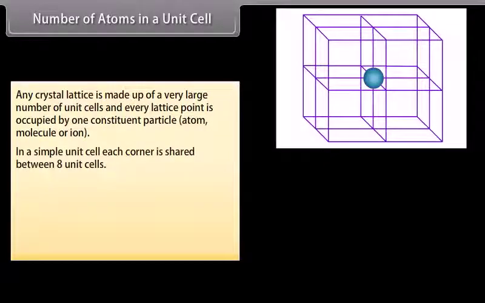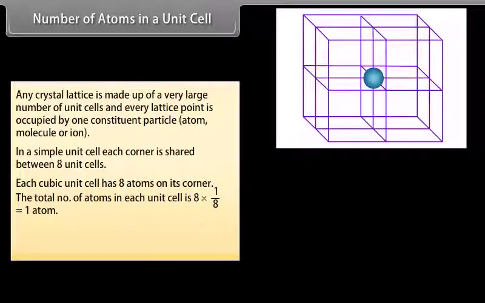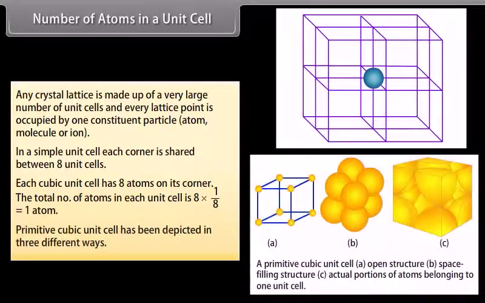In a simple unit cell, each corner is shared between 8 unit cells. Each cubic unit cell has 8 atoms on its corner. The total number of atoms in each unit cell is 8 into 1 upon 8, which is equal to 1 atom. Primitive cubic unit cell has been depicted in 3 different ways.